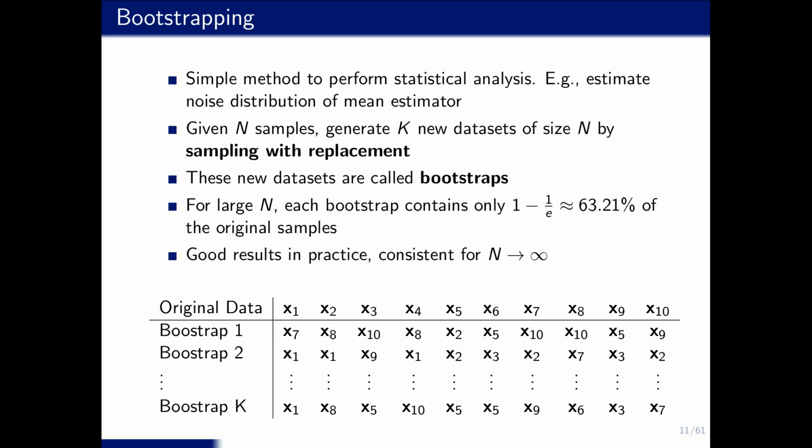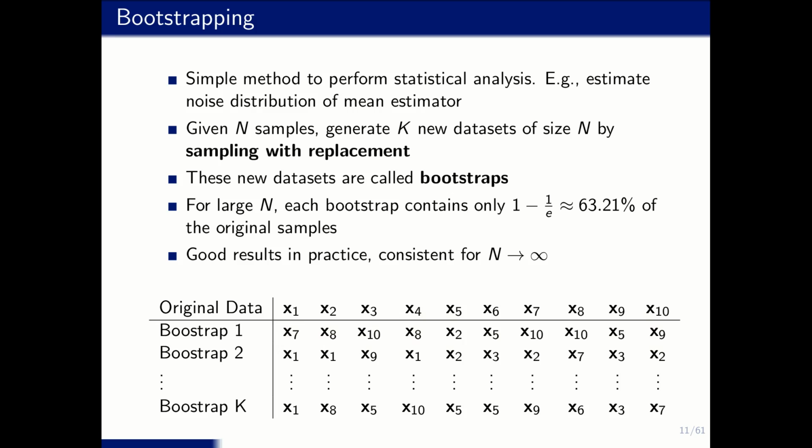Say we have a data set of n samples. Here this is the original data set of n samples, and n is 10. Now the idea of bootstrapping is that we generate k new data sets, a collection of new data sets, also all of size n, by sampling with replacement. Here, for example, we construct bootstrap 1 by picking a random sample from the original data, say x7. We pick another random sample, x8, and we do this with replacement. At some point we would pick maybe x10, but then again x8. So duplicates are allowed, we are just sampling with replacement.